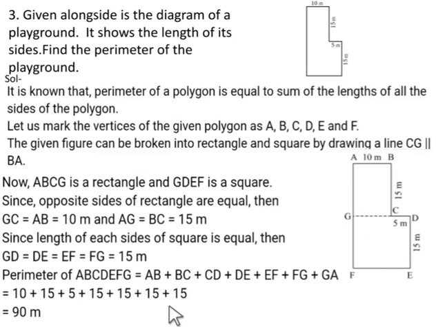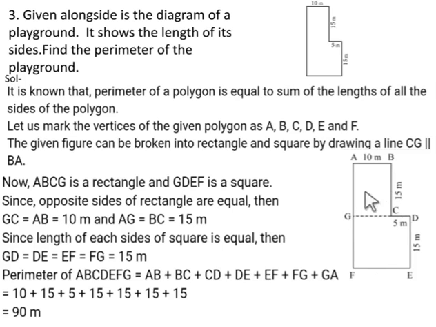Now let us go through the whole example. It is known that the perimeter of a polygon is equal to the sum of the lengths of all the sides of the polygon. So let us mark the vertices of the given polygon as A, B, C, D, E, F, G. Now this figure can be broken into a rectangle and a square by drawing the line CG parallel to AB. Now ABCG is a rectangle and GDEF is a square.